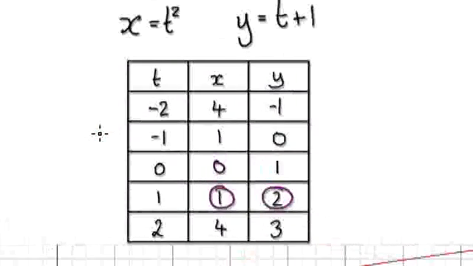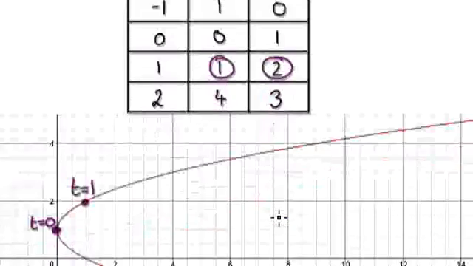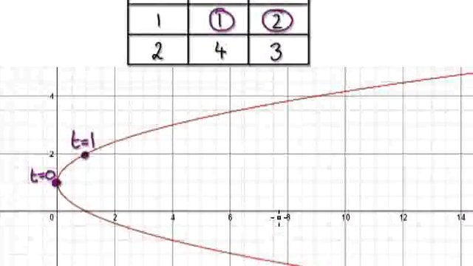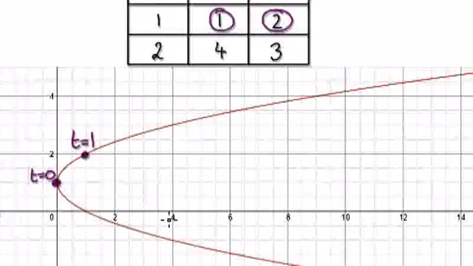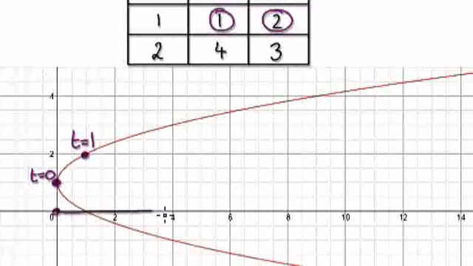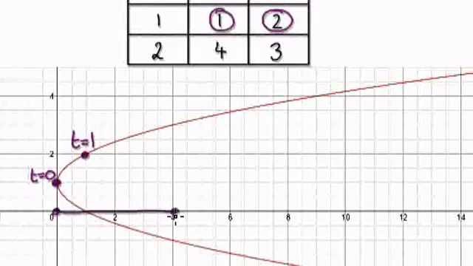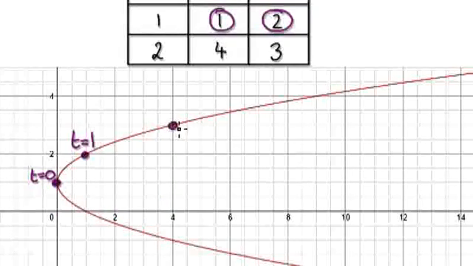And then going back to here, when time equals 2, x would be 4, y would be 3. So that would be right here. So this is when time equals 2.